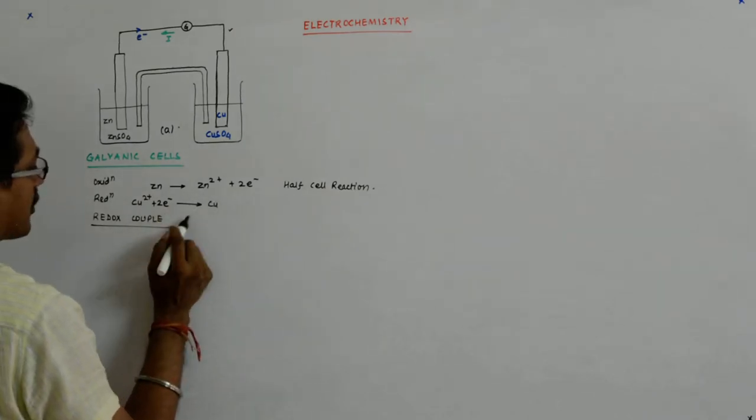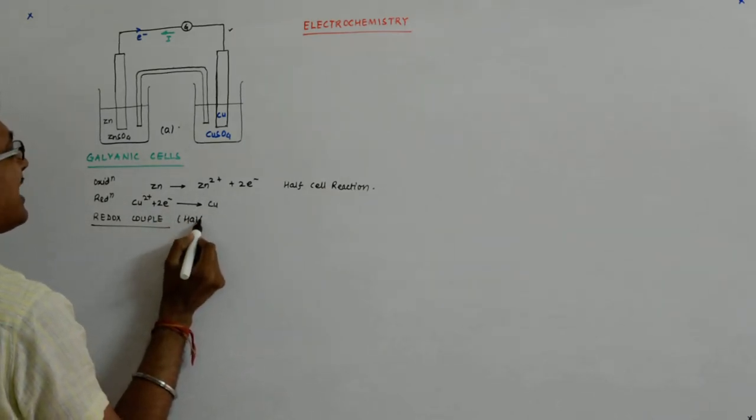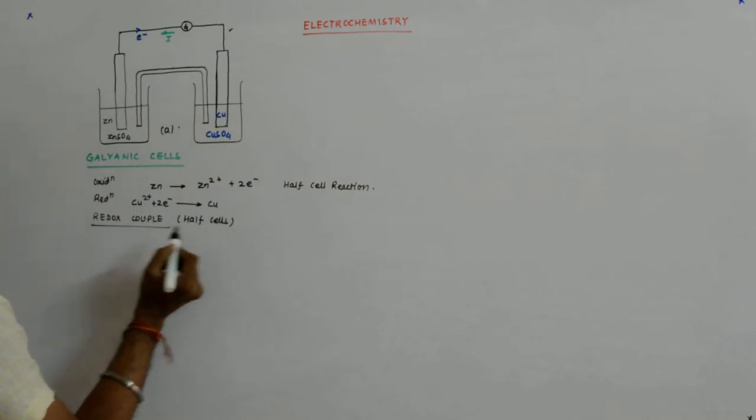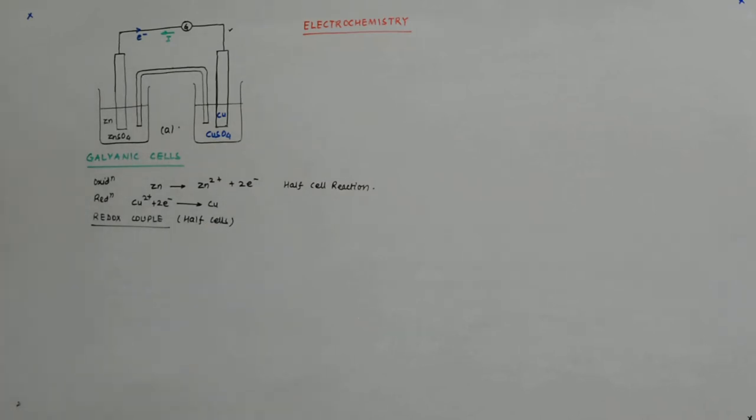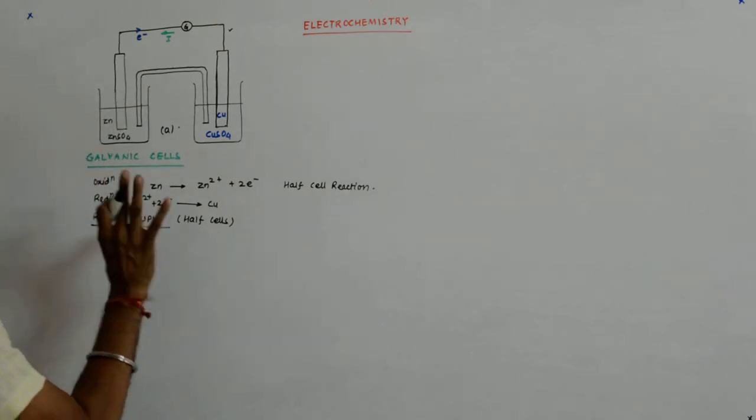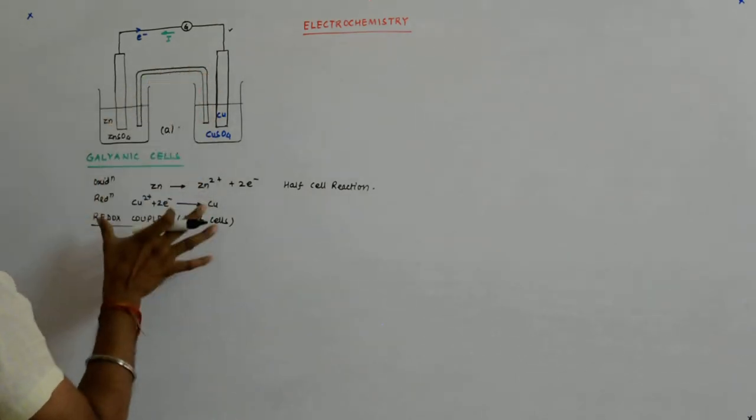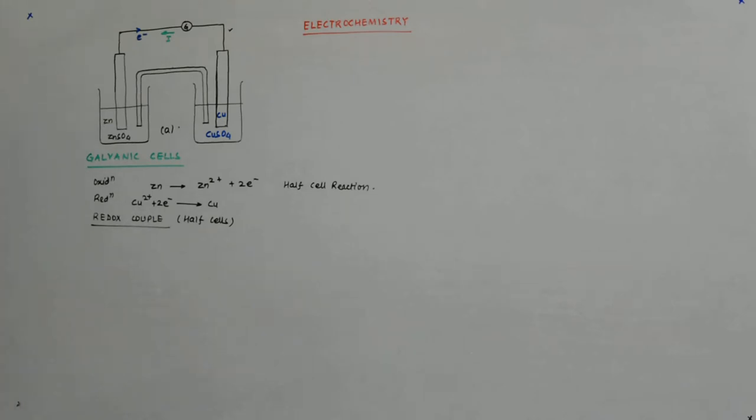They are redox couples or the half cells. Each of them is called a half cell. Together they form the whole cell, right?